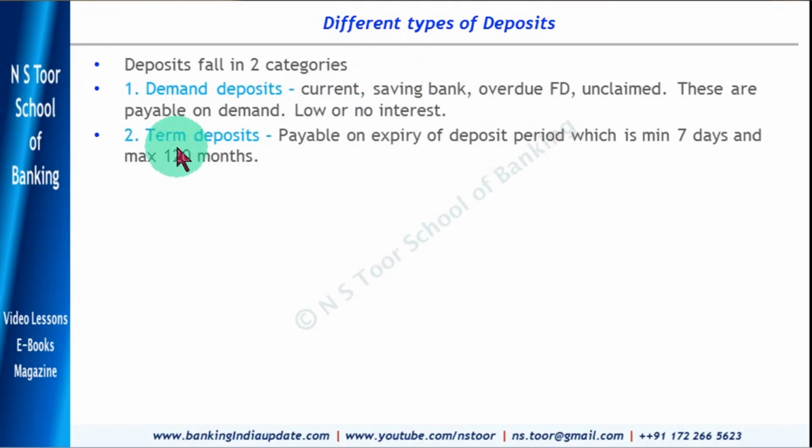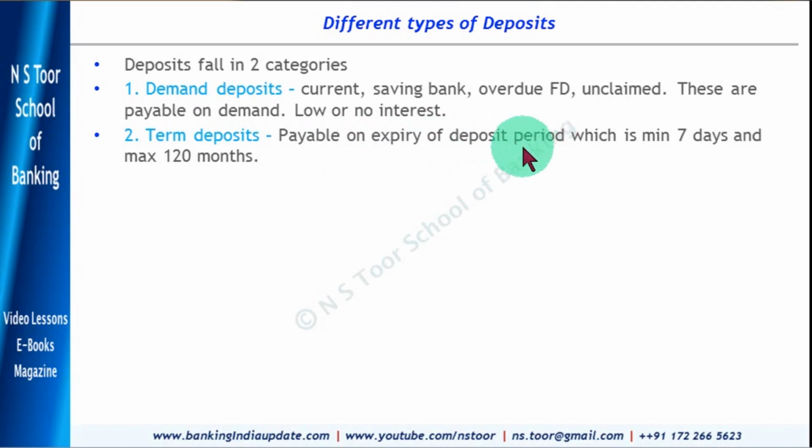The second category of deposits is term deposits. Term deposits are those deposits which cannot be withdrawn on demand. So they can be withdrawn on maturity only. So they are payable on expiry of the deposit period.